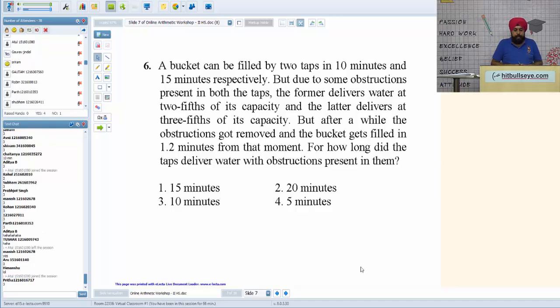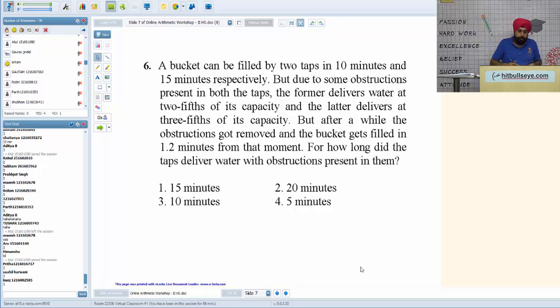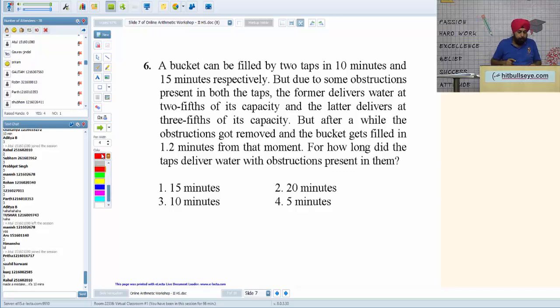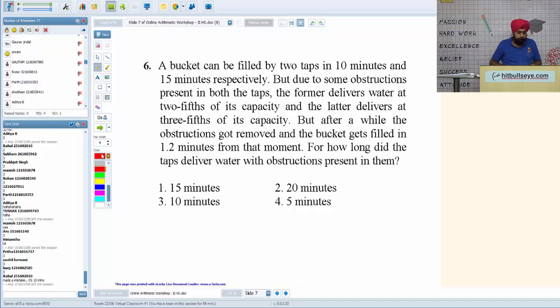So they can fill it in 10 minutes and 15 minutes respectively, but due to some obstruction, they deliver at 2 by 5 and 3 by 5. So students, the catch here is in assuming or taking the data so that the question becomes simpler. Rahul says he made a mistake. The answer is 10 minutes. That is correct.